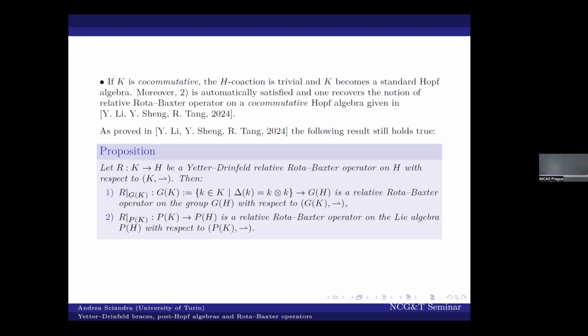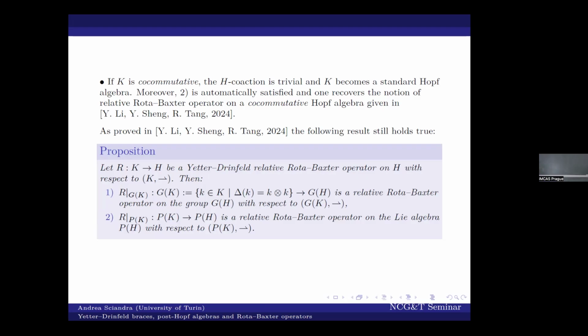I want to point out that in the paper of Li, Sheng, and Tang, they don't give a definition of Rota-Baxter operator for Hopf algebras, and these two notions coincide under co-commutativity. They give a definition for relative Rota-Baxter operator on co-commutative Hopf algebras. So they just give the definition under the co-commutativity assumption. And again, as it is proved also in the paper of Li, Sheng, and Tang, because here we are considering structures which are group-likes and primitive elements, so are co-commutative, the definitions are the same.